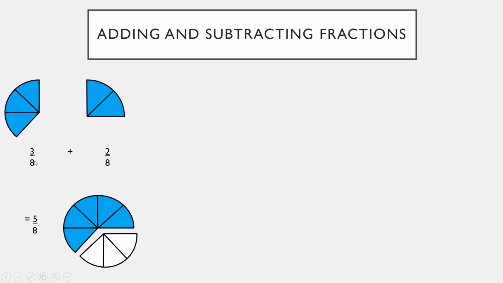So as you can see, this bottom number has stayed the same. We're just worried about seeing how many of the bits we ate. There are still 8 slices of pizza.